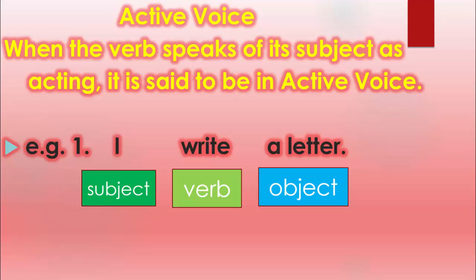So, how can you find an object? Some students feel that the last part of the sentence is the object. But it is not so. If we ask the question, what is the action done? Or whom is the action done to? The answer you get, that is the object. So that is why a letter is the object.